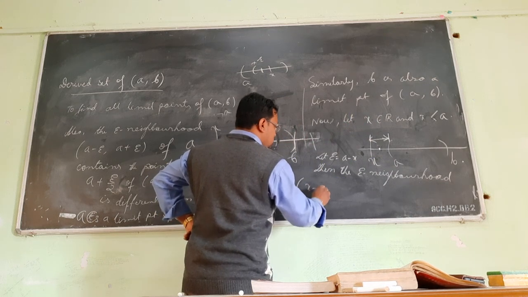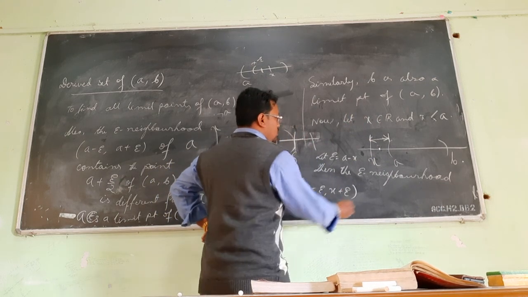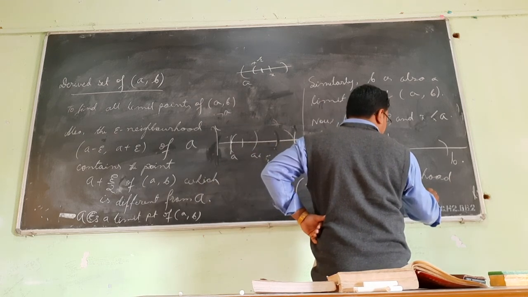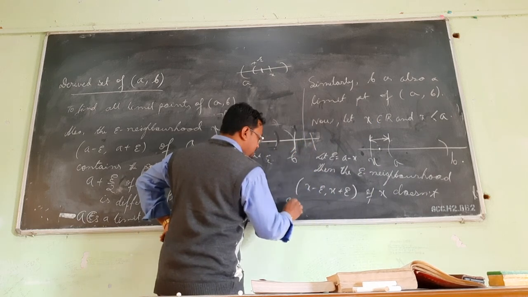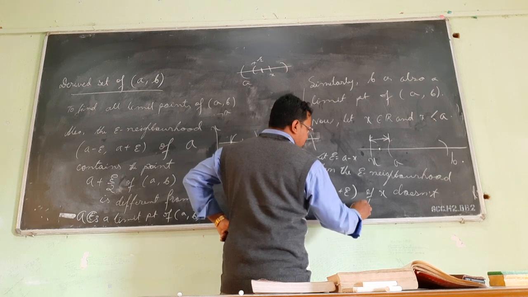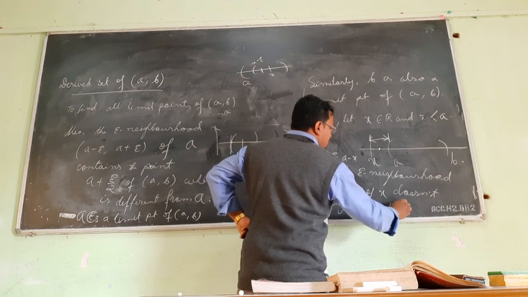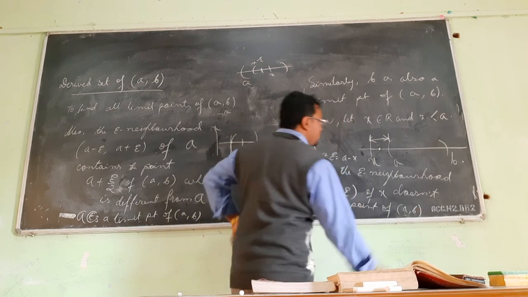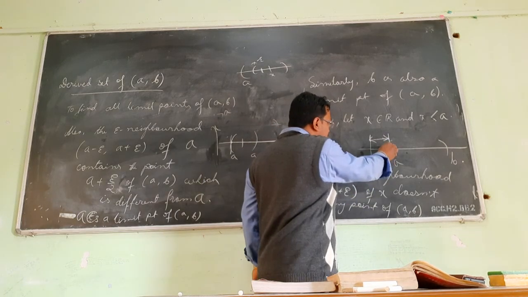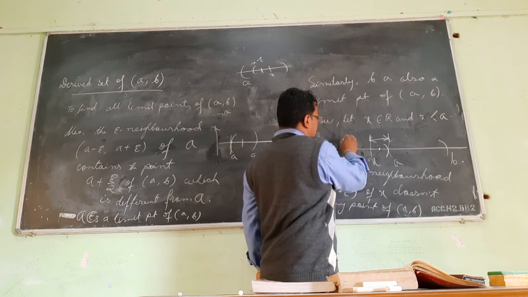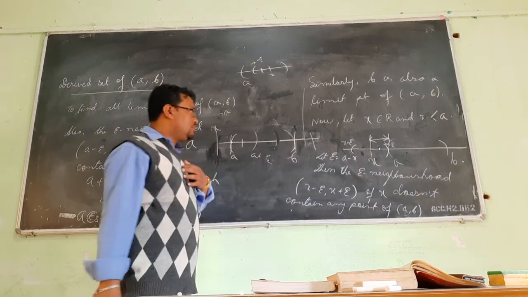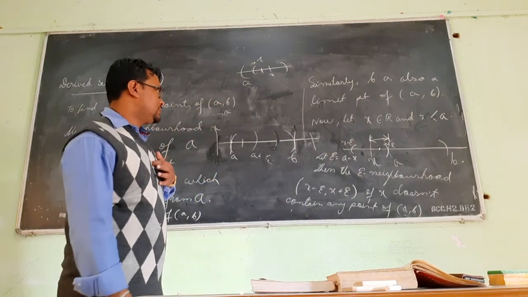The interval from X minus epsilon to X plus epsilon doesn't contain any point of AB. Because whatever points you take, whether it is the midpoint or any other point, this will be X minus epsilon to X plus epsilon. So this interval will never contain any point of A and B.